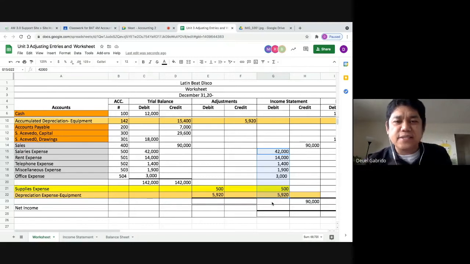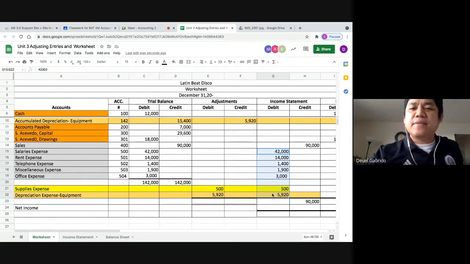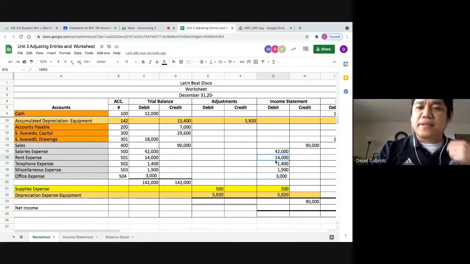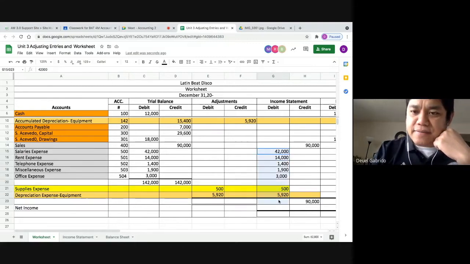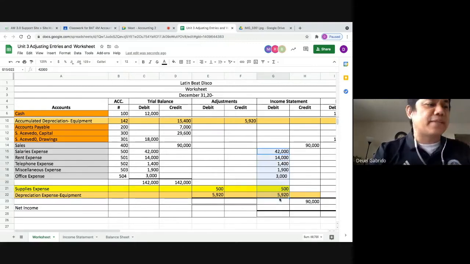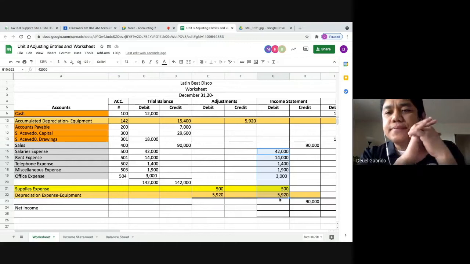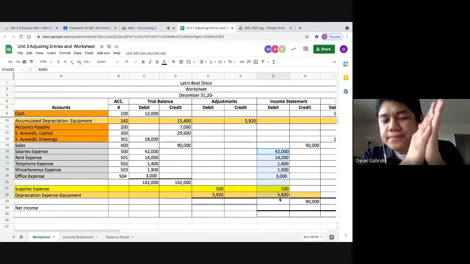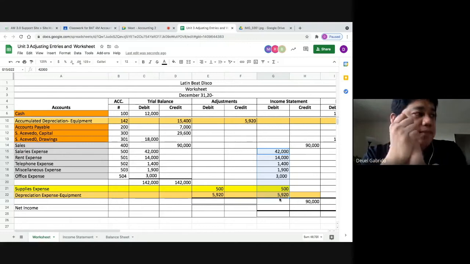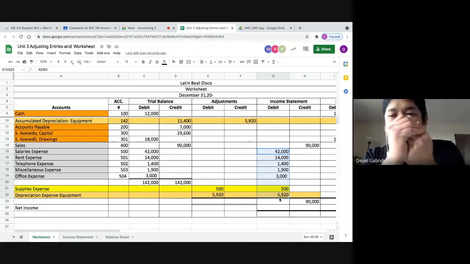Okay, can you guys try? I want you guys to work. How much is the sum? Add them all from 42 going down to 5,920. What's the sum of all the expenses? You can use your calculator, actually.